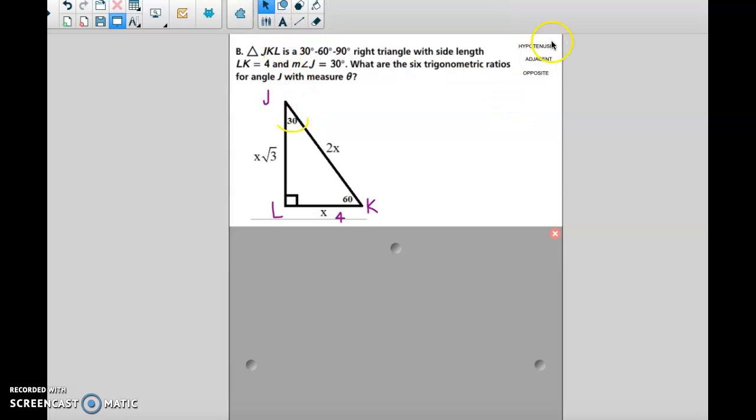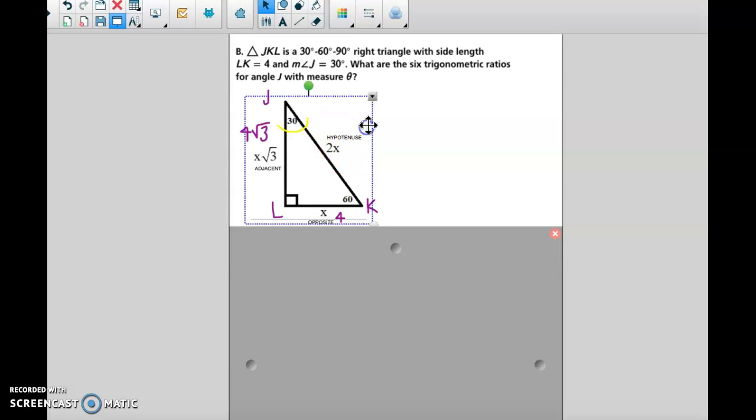So I can now identify, here's my hypotenuse. The angle across from my theta is my opposite side. And the side next to the angle is my adjacent side, okay? Knowing that x equals 4, this side length has the measure, what do we think? Has the measure 4 square root 3. Knowing that x is 4, the length of the hypotenuse, what do we think? 2 times 4? It's going to be 8.